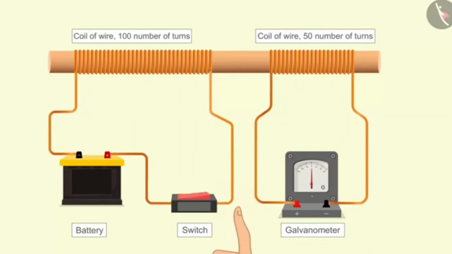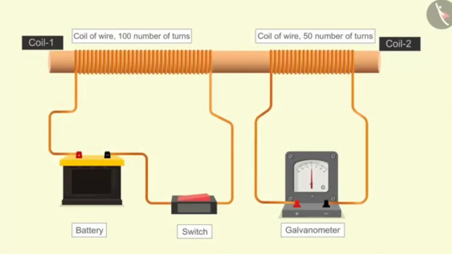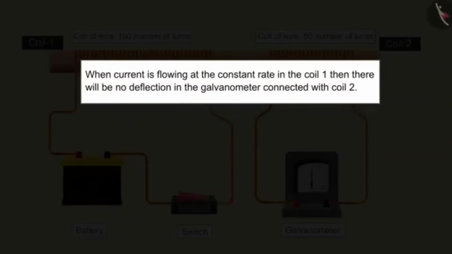If we put off the switch, then as well a deflection can be seen but in the opposite direction. If the direction of the current in coil 1 is reversed and the switch is on, then as well a deflection can be seen in the needle of the galvanometer but in the opposite direction. So we can infer from this activity that when the current is flowing at a constant rate in coil 1, then there is no effect on the galvanometer connected with coil 2.